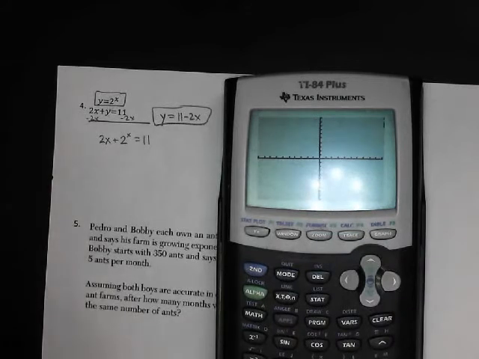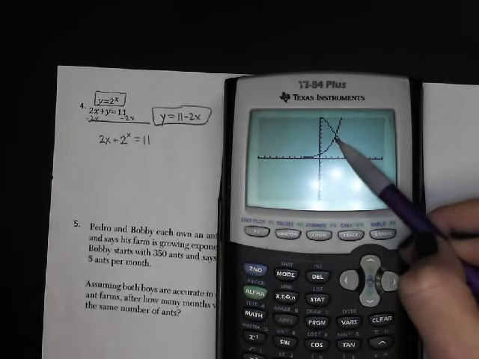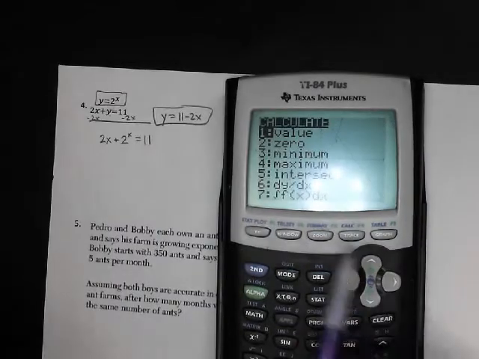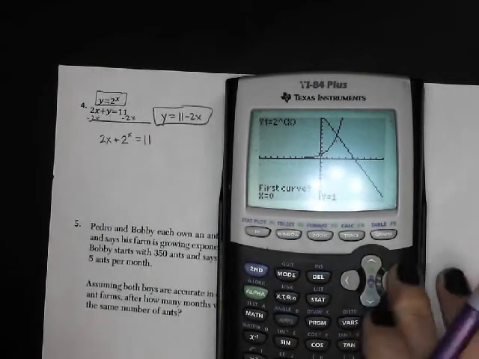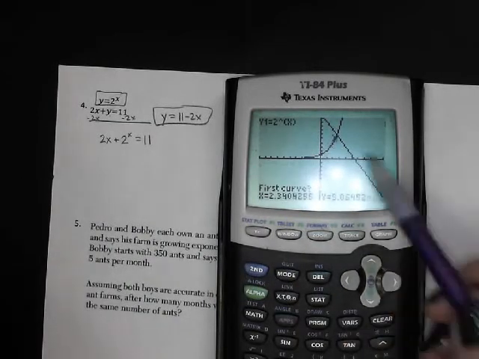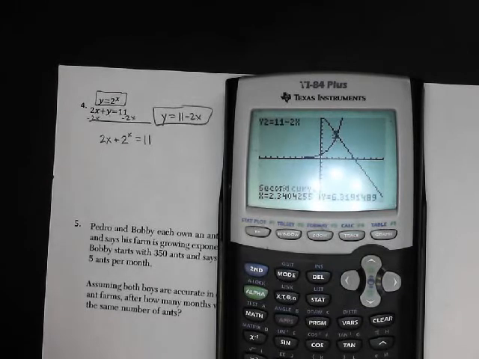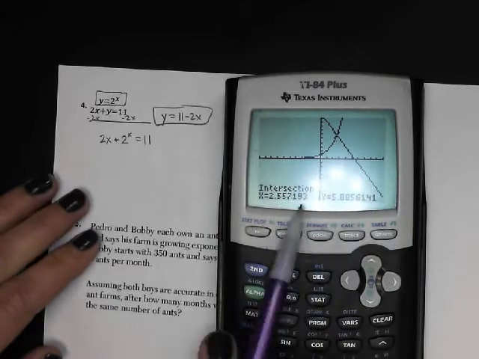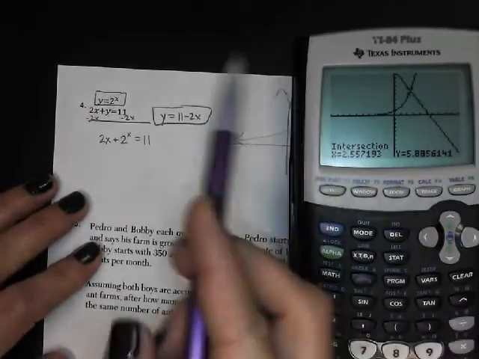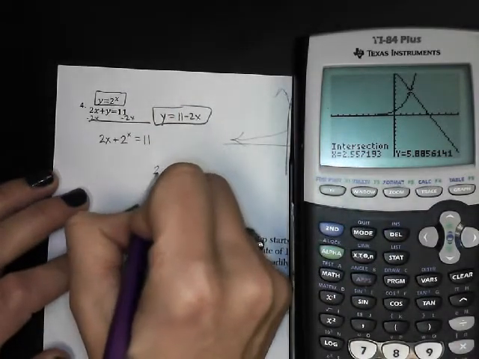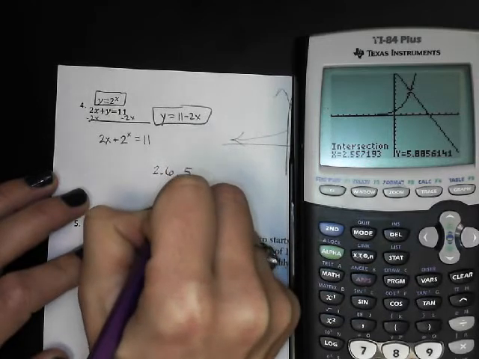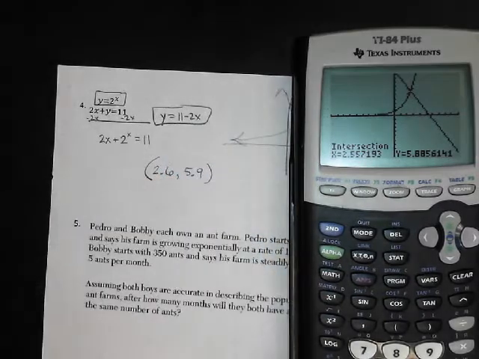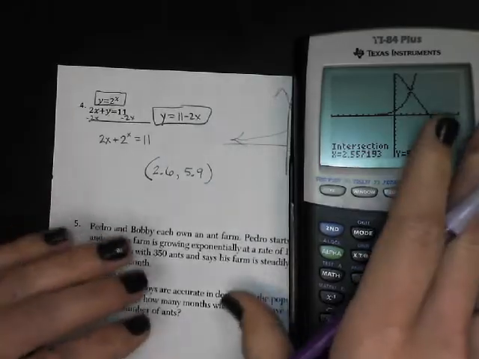Zoom 6 will give you a standard graph. There's your exponential growth. Here comes your linear, hopefully, right there. There's your answer. Second trace, option 5, intersect, and then get your cursor over to the point of intersection. Enter, enter, enter. And your answer is an answer that needs rounding. So let's do nearest 10. 2.6 and 5.9 would be your answer.